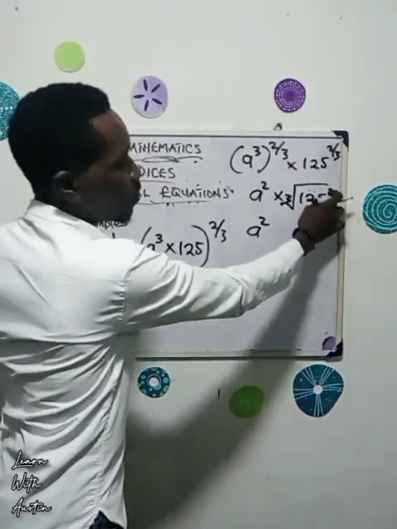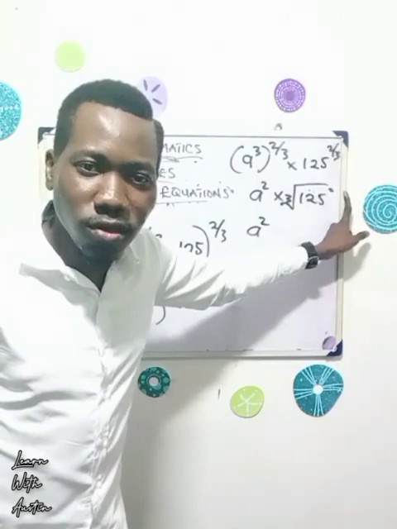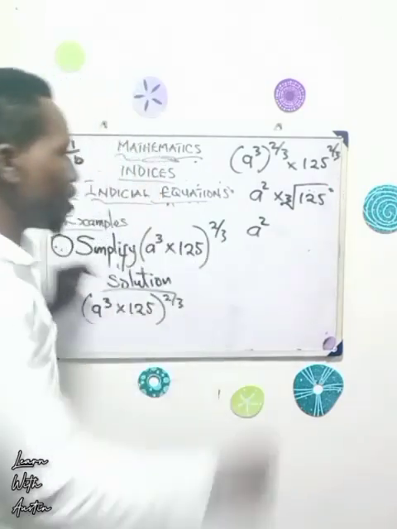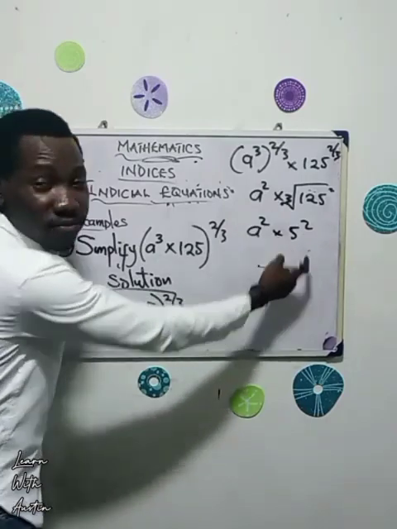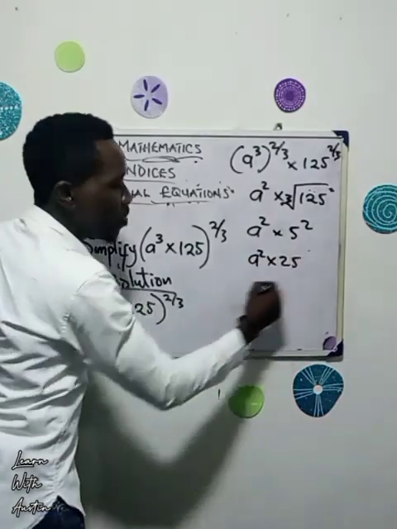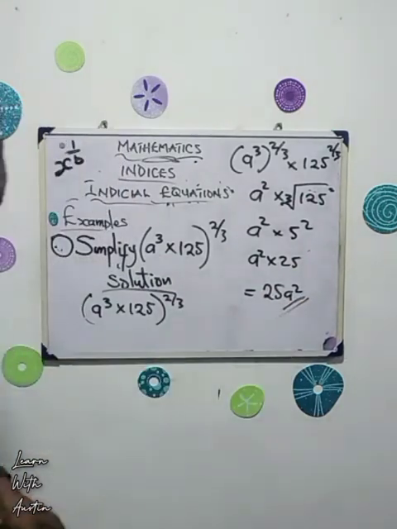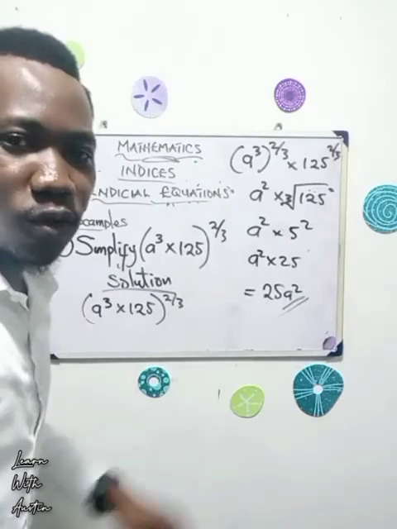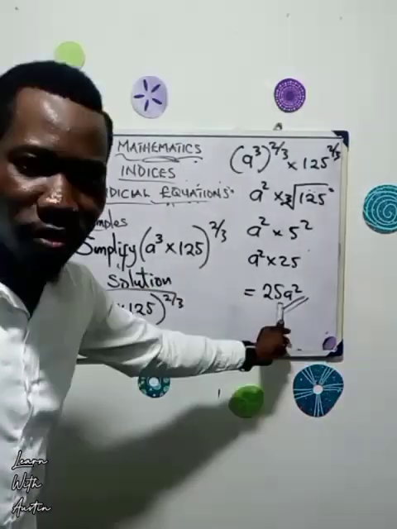So we have 5 raised to power 2. What is 5 squared? 25. So a squared times 25, and that is the answer. The solution is that simplifying this gave us 25a squared.